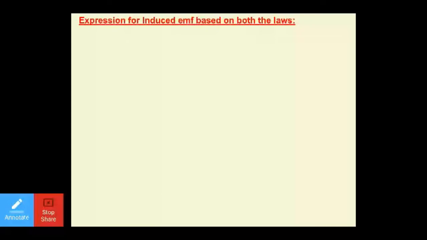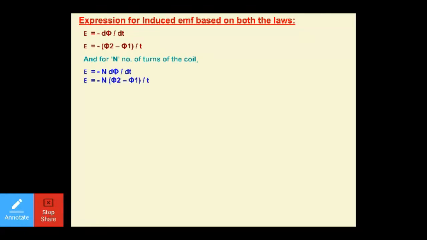Expression for induced EMF based on both the laws. Let's talk about it. E is equal to minus d phi by dt. E is equal to minus (phi 2 minus phi 1) divided by t. And for n number of turns of the coil, E is equal to minus n d phi by dt. E is equal to minus n (phi 2 minus phi 1) upon t. It means we are simply writing here the value of d phi. What is d phi? The change in the flux, and change in the flux is equal to phi 2 minus phi 1.